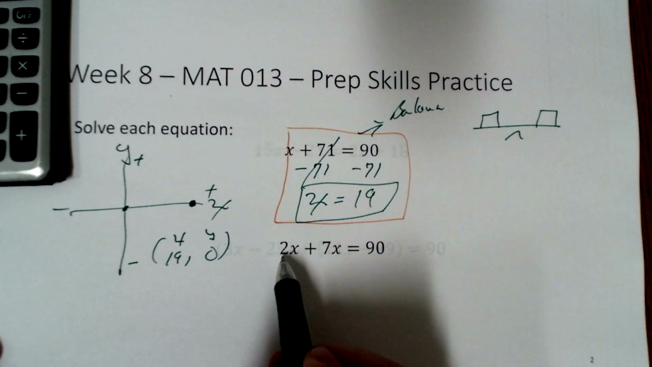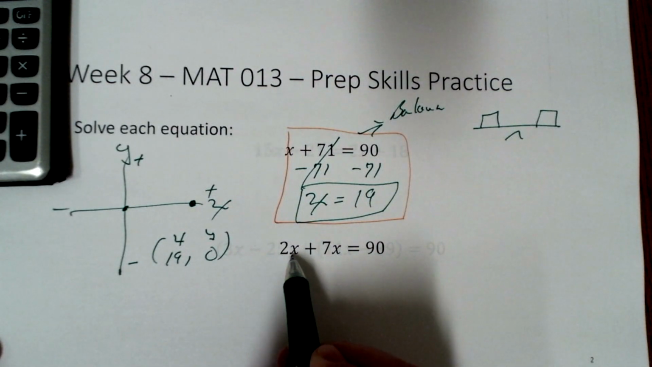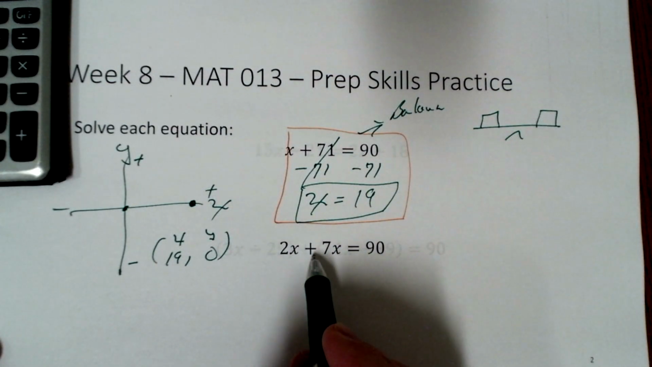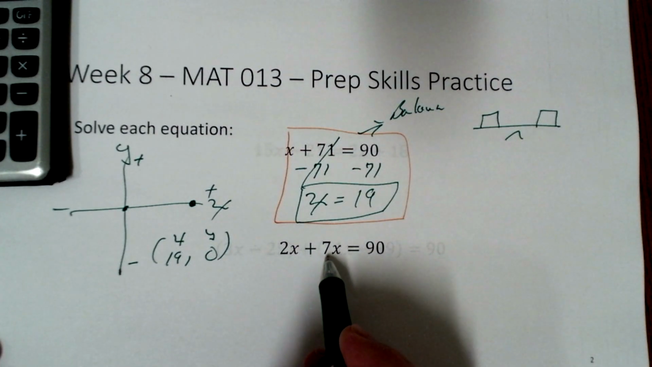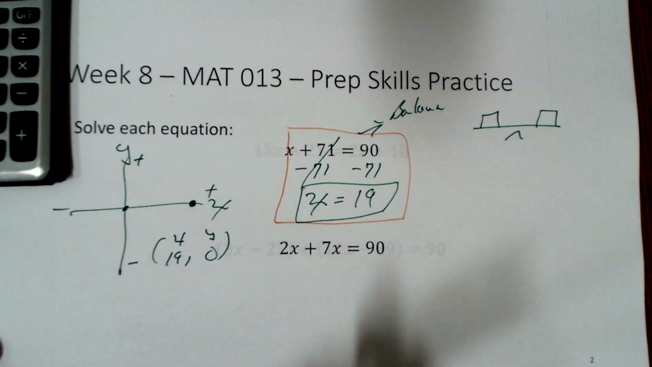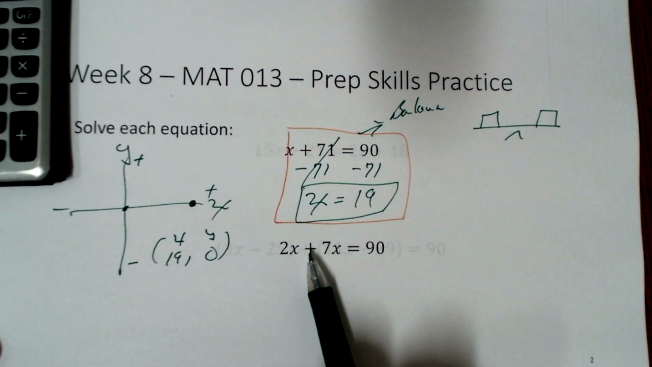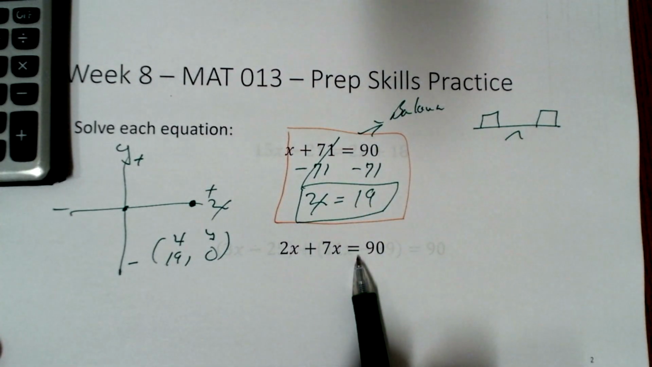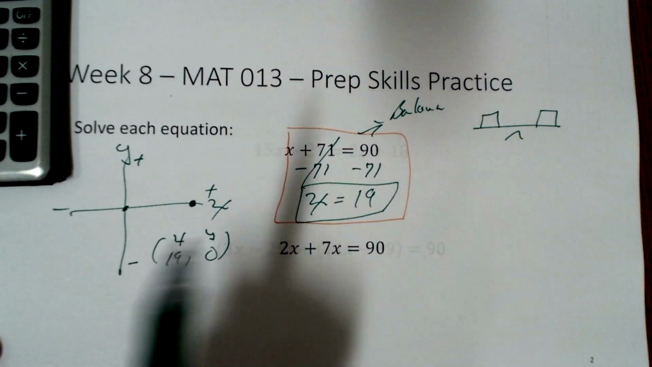We have the value, we have the term. This is a variable term, 2 times x, operator plus, variable term, 7 times x equals 90. Okay? So variable term, operator, variable term, technically an operator, and a constant term.